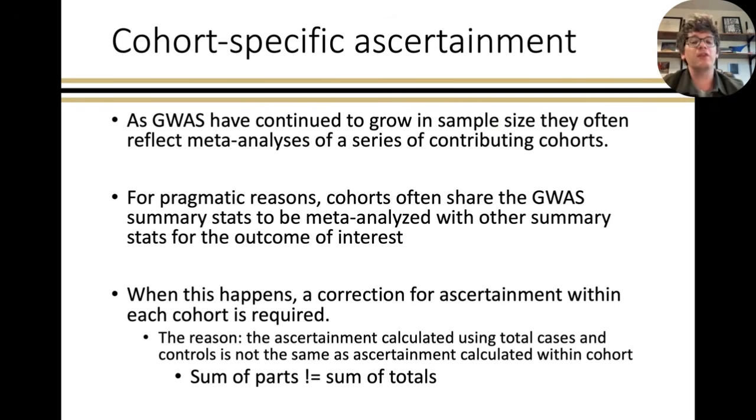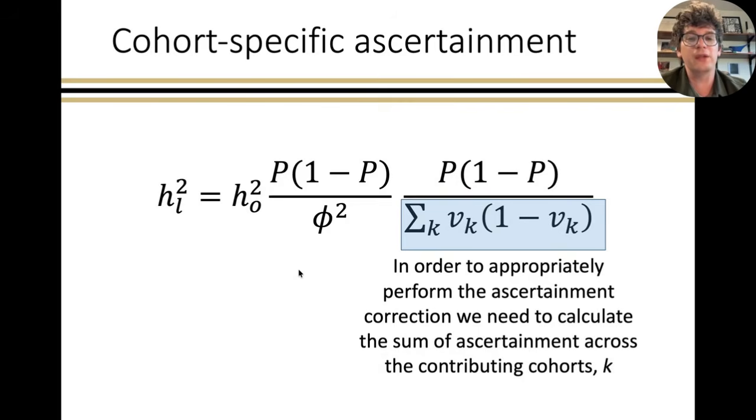The point being that there are lots of cohorts that contribute to each GWAS, and the levels of ascertainment can be drastically different for each of those cohorts. The issue is that if you calculate ascertainment using the total sample size of cases and controls, you'll get a different answer than if you calculate the ascertainment at the level of the individual cohorts, which is to say that the sum of the parts is not equal to the sum of the totals. And it's doing it at the cohort level that we've shown in simulation and empirical results gets you that unbiased estimate of the liability scale heritability.